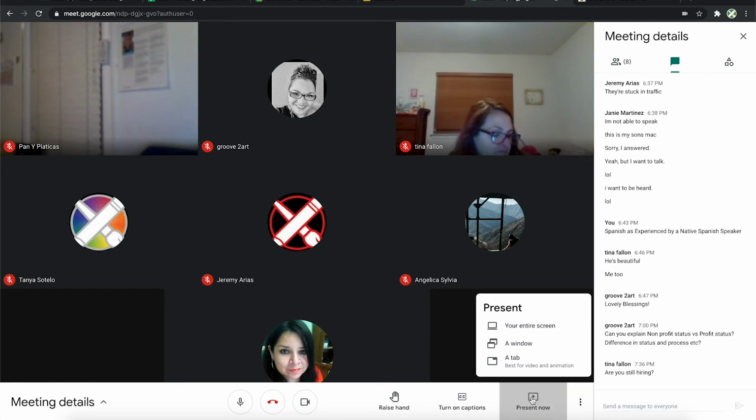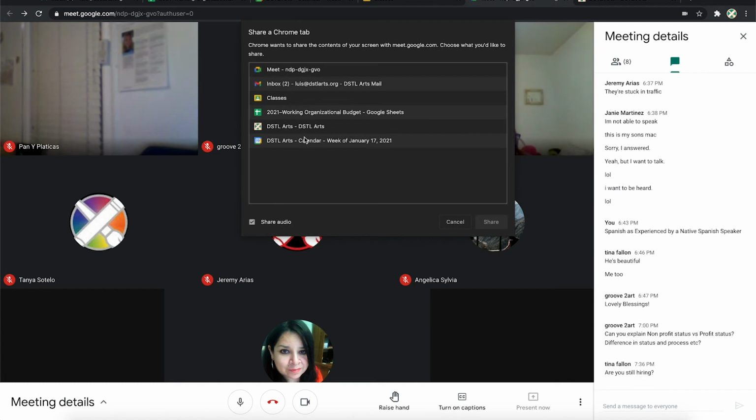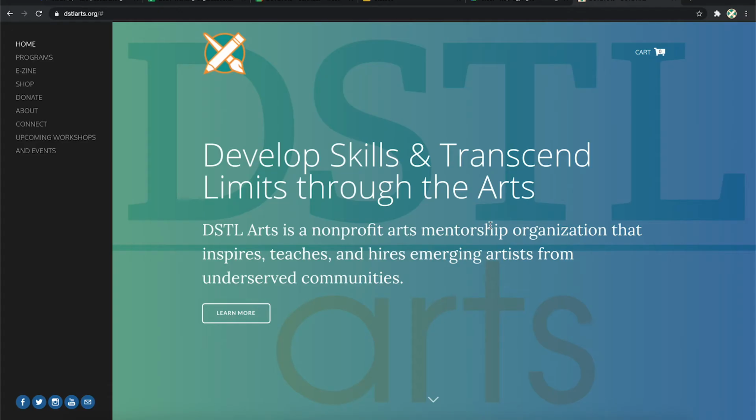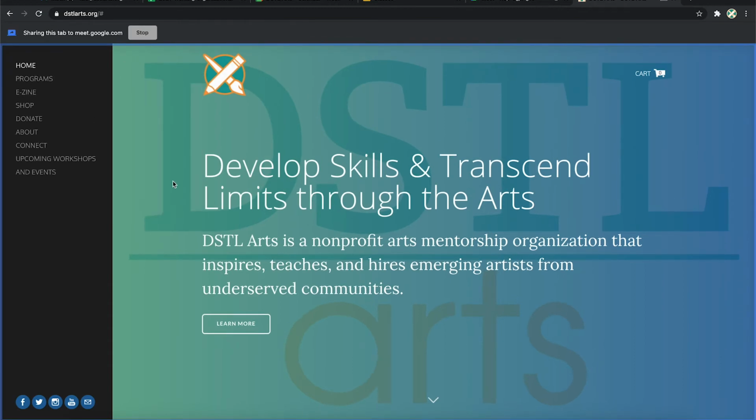So now, to show you what I mean by the overall image and the branding of DSTL Arts, I'm sure all of you have seen this little badge right here, right? The little pencil and the brush.